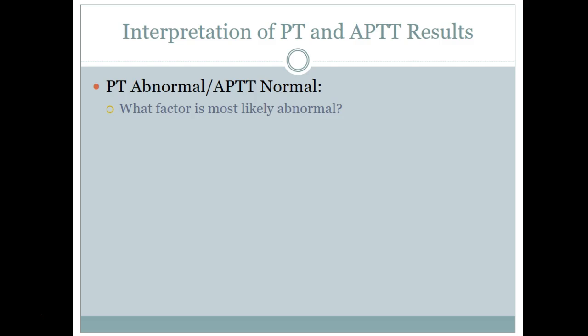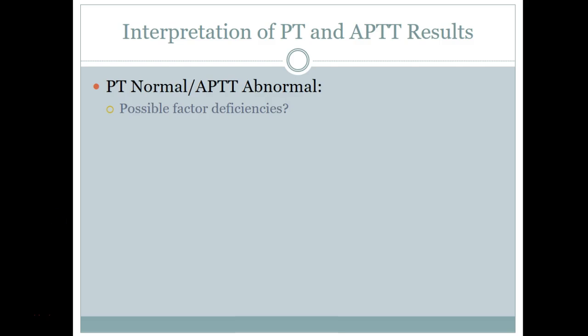The common pathway, again, 10, 5, 2, and 1 are found in both. So both would have to be affected if it was something in the common pathway. Because only the prothrombin time became abnormal and the APTT stayed normal, it's factor 7 that's probably the most affected. So here's that example. If you have both abnormal, then it's one of the common pathway factors: 10, 5, 2, or 1, because those are found in both intrinsic and extrinsic pathways.